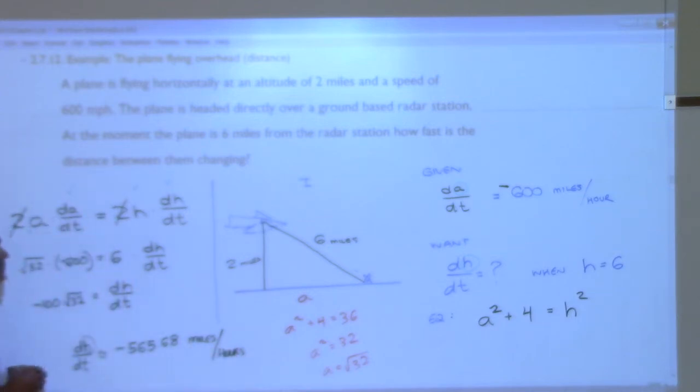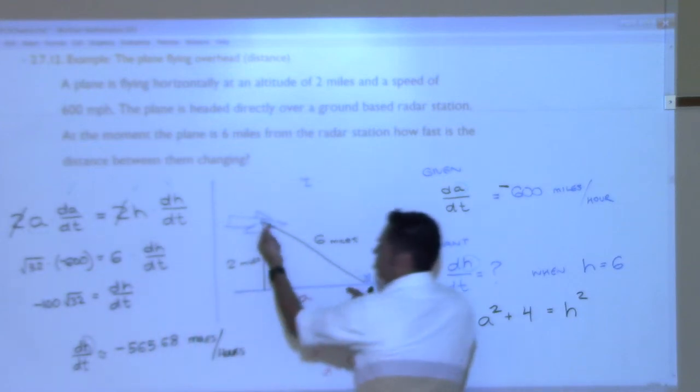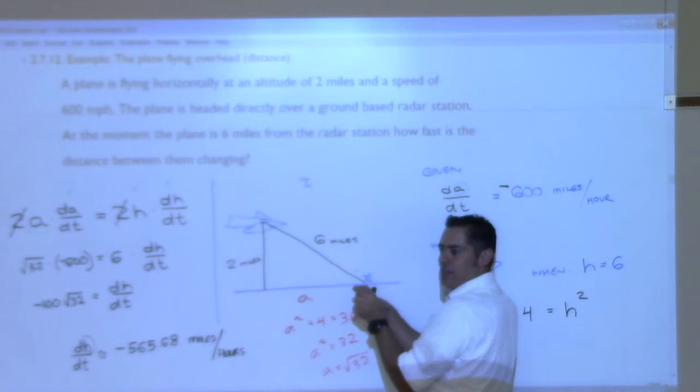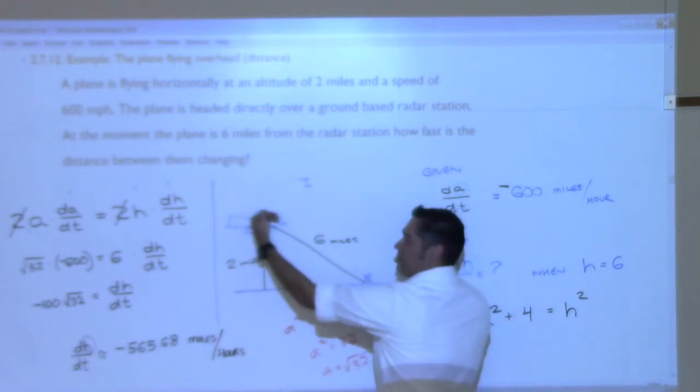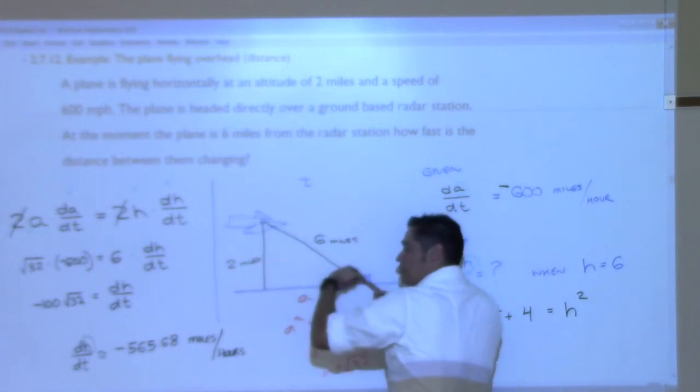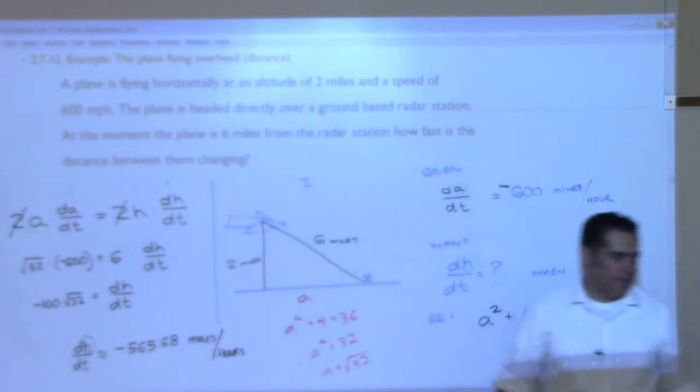So basically that plane is straight line distance approaching. It's almost like if you were reeling that plane in, okay, with a fishing rod down here, you'd be reeling it in and the string would be coming in at 565 miles per hour. The plane's going 600 miles per hour, but the rate it's closing towards you is 565.